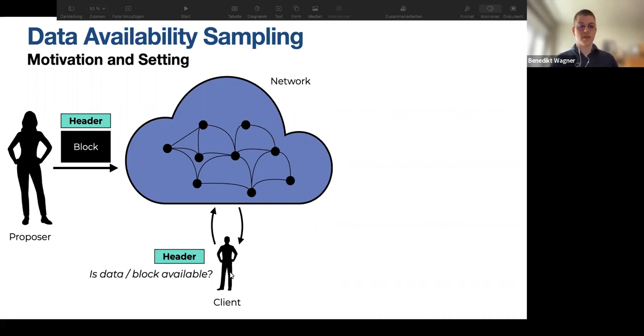Let me talk about the threat model for a bit. The clients here want to verify some statement, namely that the data is available. And the other parties want to convince the clients, so the proposer and the network. Therefore, throughout the talk and in this work, we model the proposer and the network as being malicious. We don't care about any privacy, so we don't model the clients as malicious typically. Okay, so that's the setting.